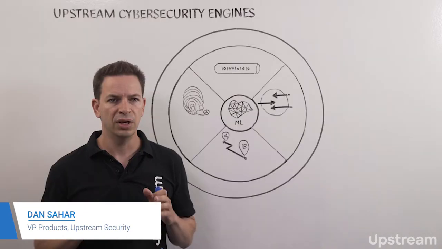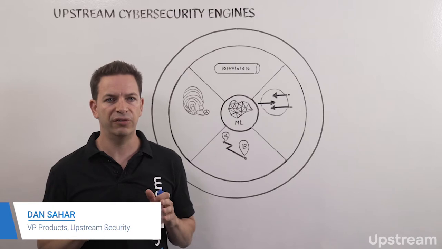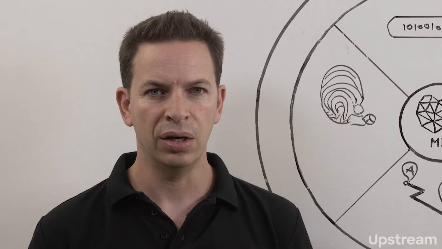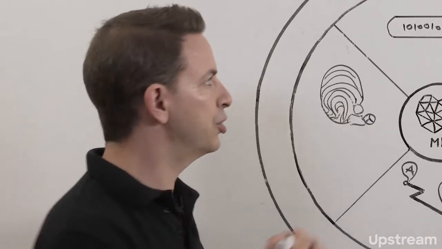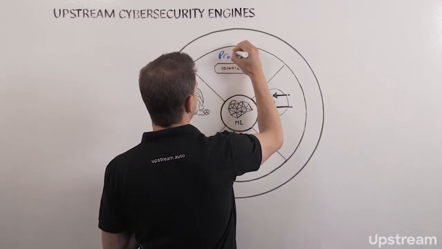At the core of our Upstream C4 platform, we have 4 cybersecurity engines that work together to protect your connected car service. These 4 engines are all data-driven and leverage machine learning at their foundation.